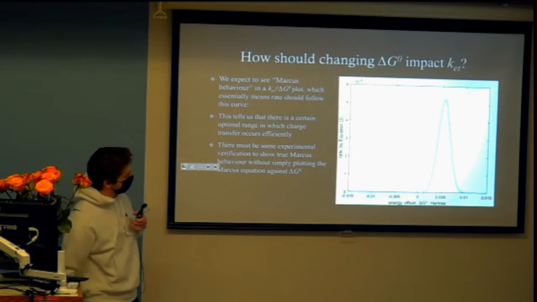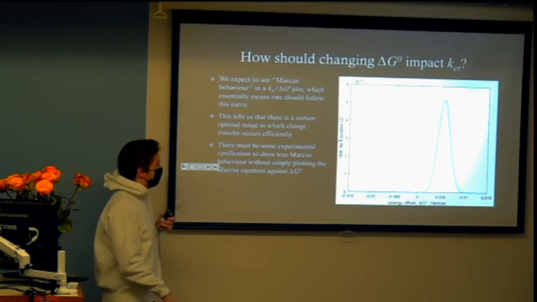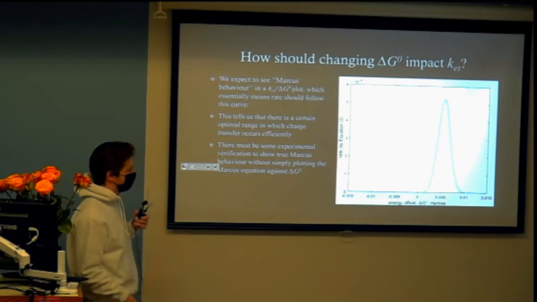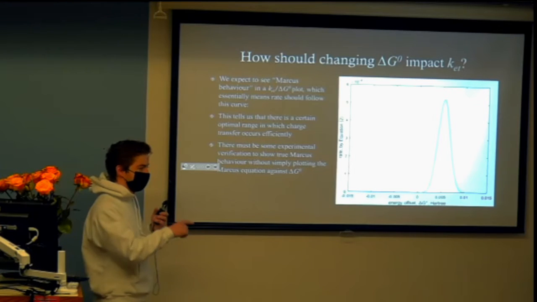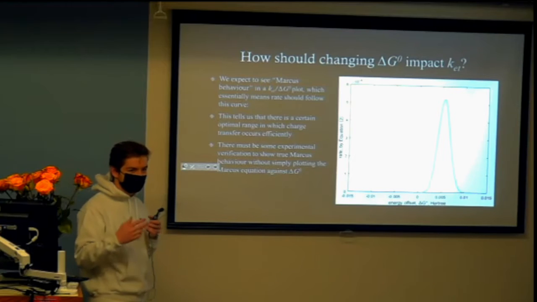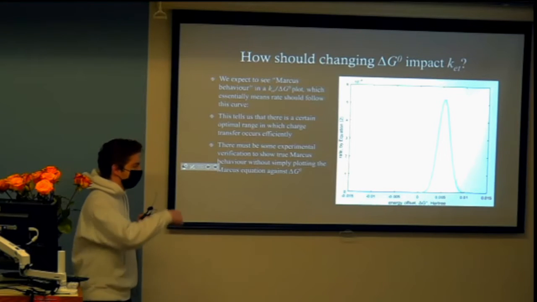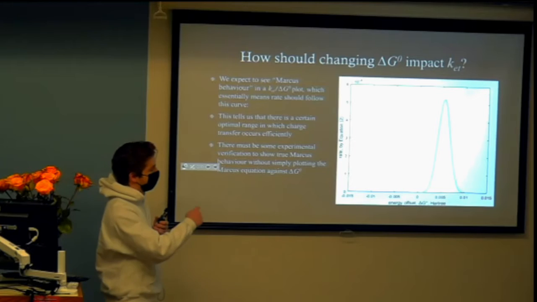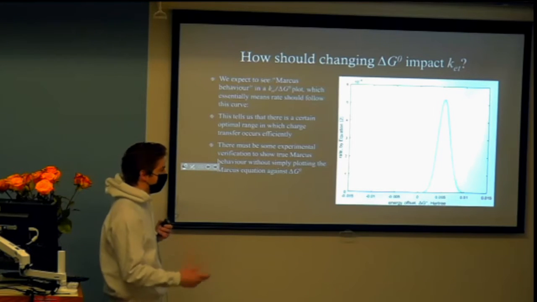So here is the ideal Marcus behavior. And so this is simply generated by plotting what is an analog of the Marcus equation in MATLAB. This doesn't actually experimentally determine anything. This gives us kind of a theoretical understanding of how the rate should change as we change the offset energy, or the energy offset.